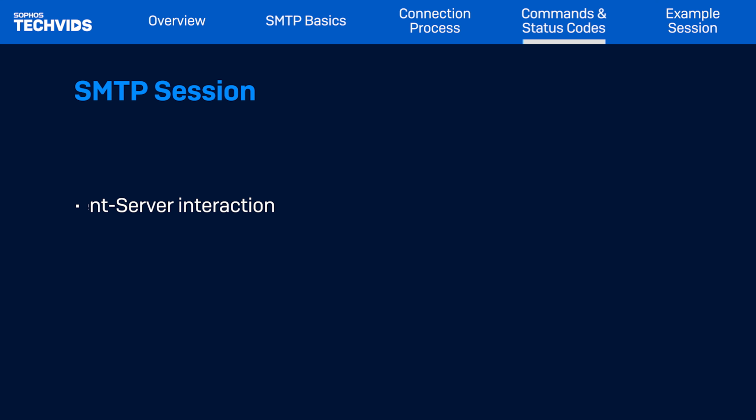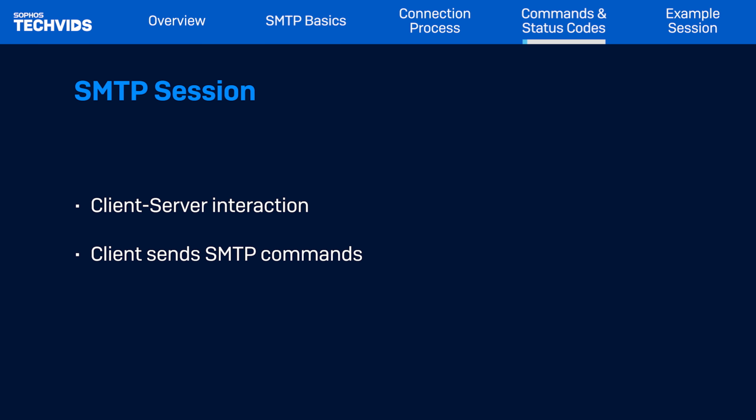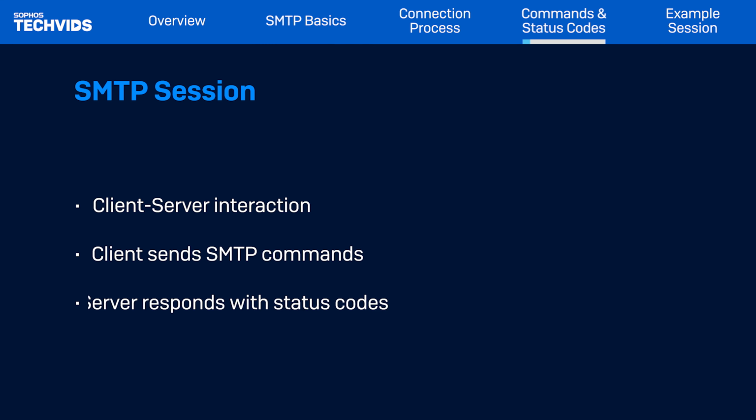The interaction between the SMTP client and the SMTP server mentioned in the first step of the SMTP procedure represents the actual SMTP session. Each session consists of a sequence of SMTP commands from the client and responses in the form of status codes from the server.